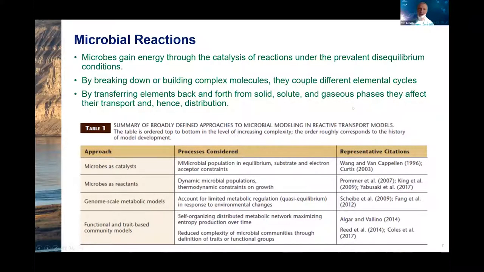So as I think about how to incorporate microbial reactions, this table, which is from my paper with Christoph that I mentioned early on, describes a series of ways that people have represented microbes in reactive transport models, starting with earlier representations of microbes as catalysts, then microbes as reactants, and more recently, microbes as active biological agents with some regulatory features. I'm not going to address the functional and trait-based model aspects here because Owen has already addressed that very nicely in his talk on Monday.